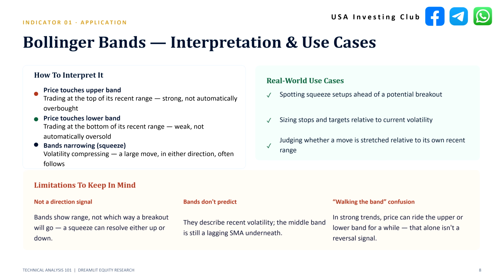Now let's convert band position into judgment. When price touches the upper band, it's trading at the top of its recent range. That's strong, but not automatically overbought. When price touches the lower band, it's trading at the bottom of its recent range. That's weak, but not automatically oversold. And when the bands are narrowing, that's a squeeze. Volatility is compressing, and a large move in either direction often follows.